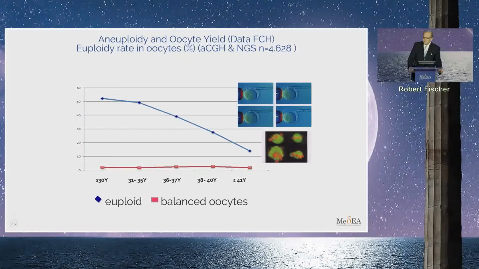This is data from my center. In Germany, we cannot use PGT-A for aneuploidy of blastocysts, so we use polar body genetic testing, and this is looking now at about 5,000 oocytes. And oocytes are important, of course, in advanced maternal age. This is the main problem, the euploidy of the oocyte. And you can see that up to the age of 35, you have a permanent decrease in the euploidy rate of the oocyte after checking the first and the second polar body.